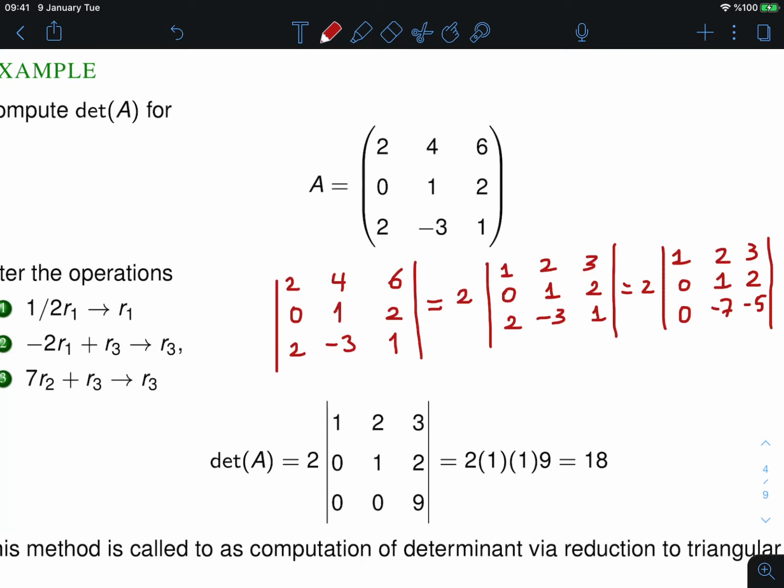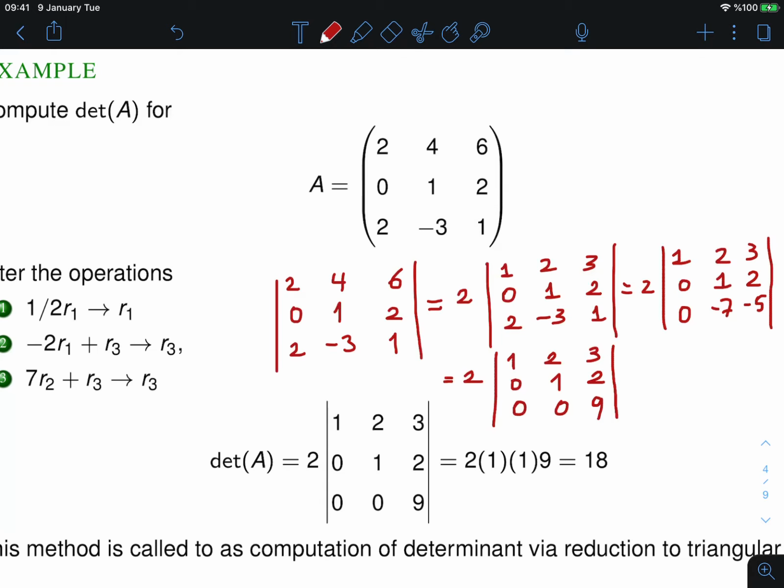Okay, the last step is using the second row to make this entry 0. How do I do that? I write 2, 1, the first row, that will not change, the second row will not change. Now I'm multiplying the second row by 7 and adding it to the third row and replacing the third row with it to make this entry 0. If I do that, I get 0 here and 0 here. Now 7 times 2 is 14, minus 5 is 9, and I get this.